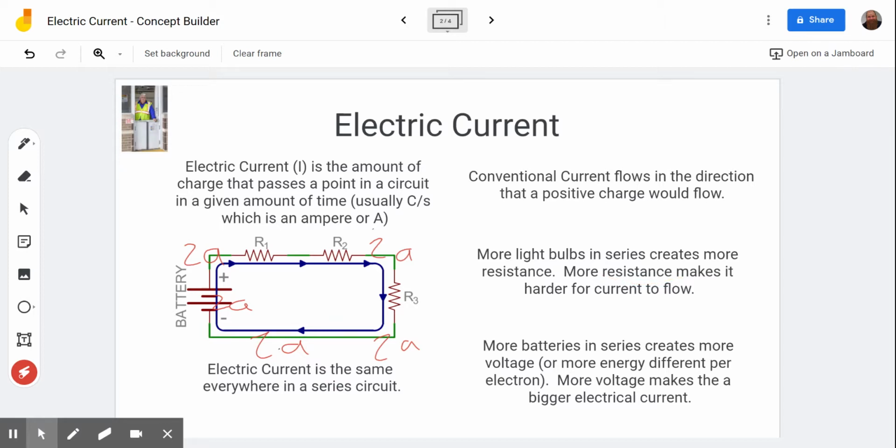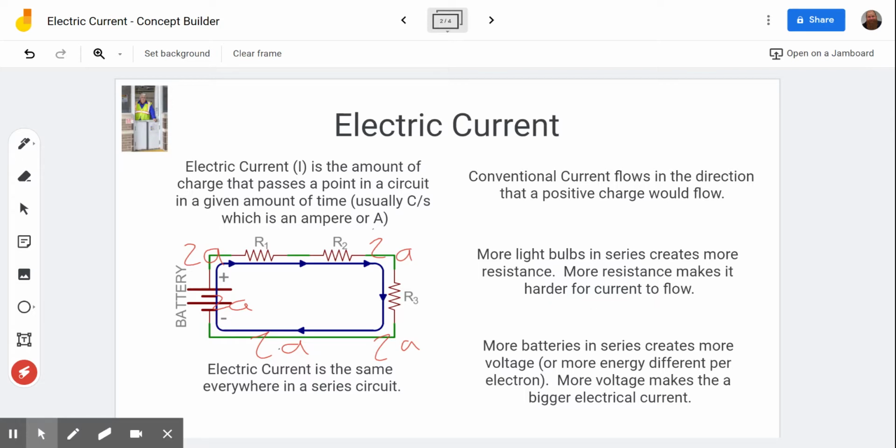For right now, what you need to know is if we looked at a circuit that did not have these light bulbs, just this light bulb, and then we added more light bulbs, well, now these electrons have to not only push their way through this one and this one, or we could say the current has to push through this one and this one and that one. It has to go through 3 things instead of just one. That makes it harder. So the more light bulbs in series creates more resistance. More resistance makes it harder for current to flow.